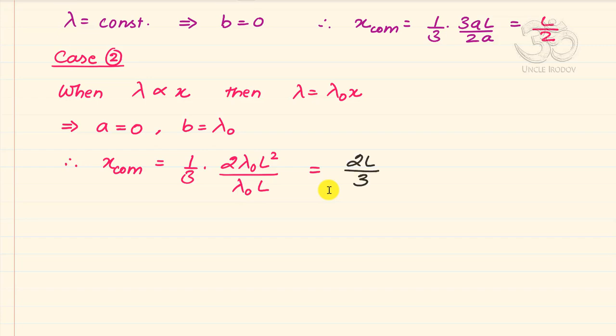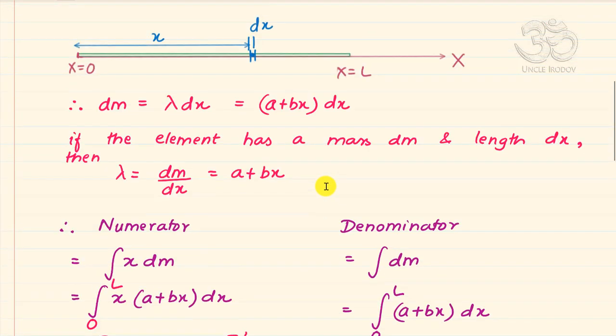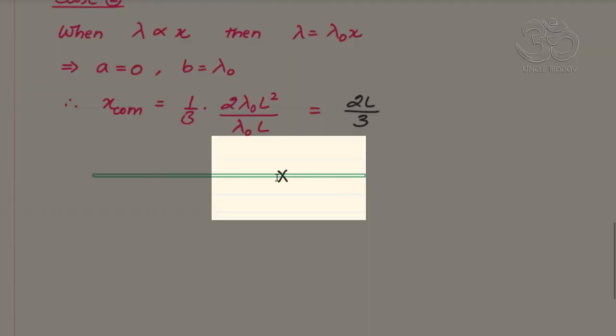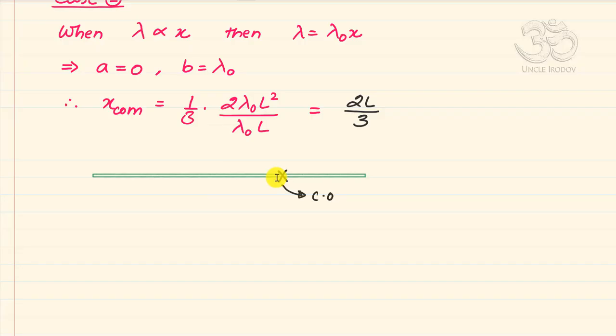If the linear mass density is proportional to the distance from the left end, which means we have a function of this kind, then the distance of the center of mass from the left end will be 2L by 3. So the center of mass will be towards the right hand side. It will be 1/3 of the length from the right hand side, signifying that the right hand side of the rod is heavier and the left hand side of the rod is not so heavy. So that is the center of mass.